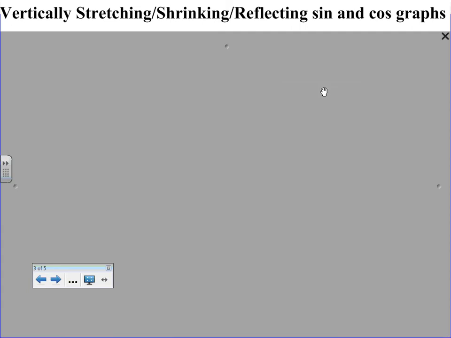In this recording, we're going to look at vertically stretching or shrinking, or possibly even reflecting, sine and cosine graphs. You're going to need a piece of graph paper. So get yourself a piece of graph paper, write this heading on, and then once you've got the heading written, let's play the recording.